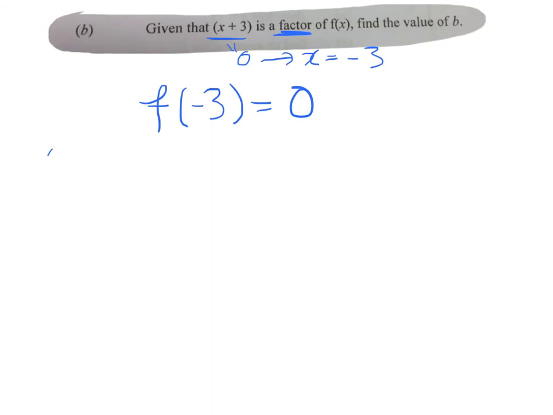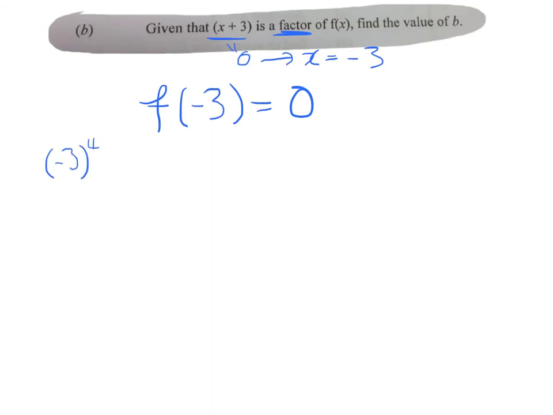Okay, now given that x plus 3 is a factor, so we're using factor theorem, so we set this equal to 0, and that gives us x is minus 3, and then we know from factor theorem that f of minus 3 is equal to 0 because it's a factor. So let's substitute that in.